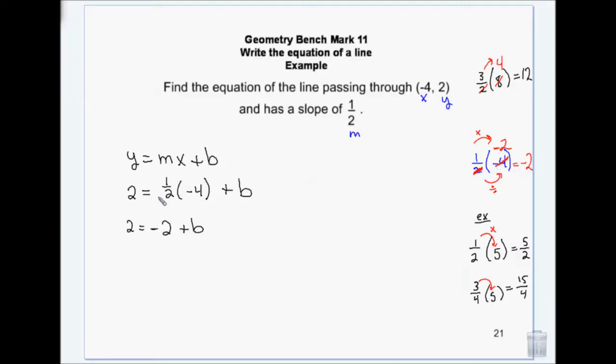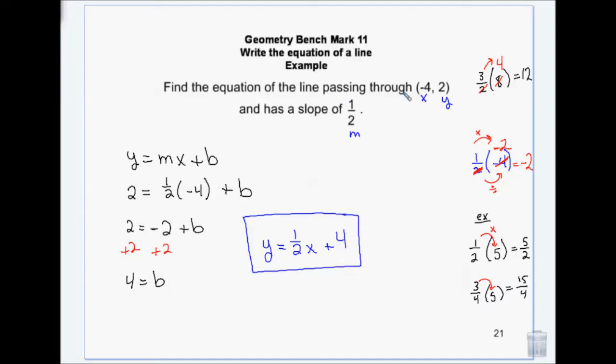So that's how I got this negative 2. So I did 2 goes into negative 4, negative 2 times, and then 1 times that gives me the same answer. And I add 2 to both sides to cancel that negative 2 out. And I get b is 4. So then I'm going to plug in my m and my b. So this is the equation of the line that goes through this point with this slope.